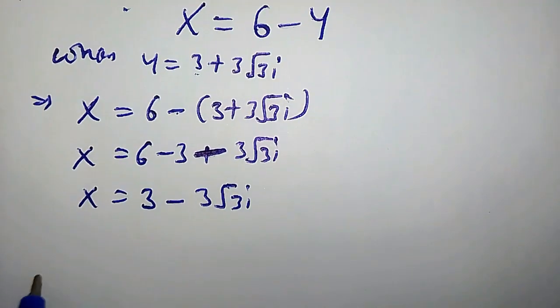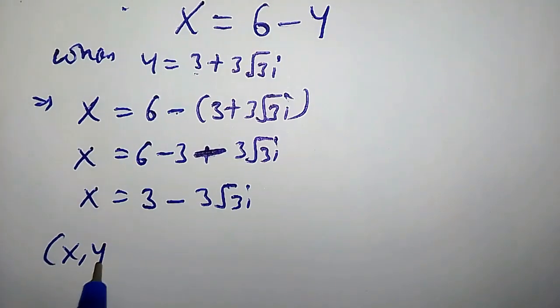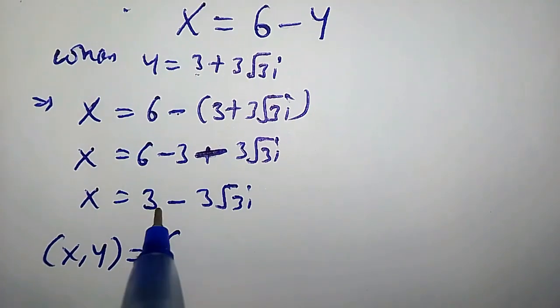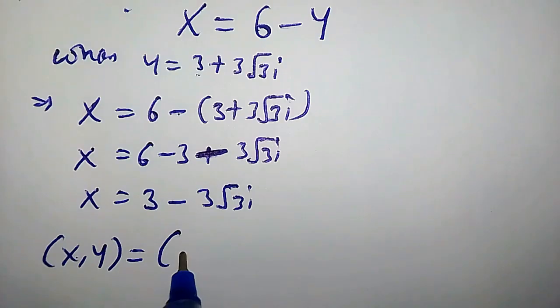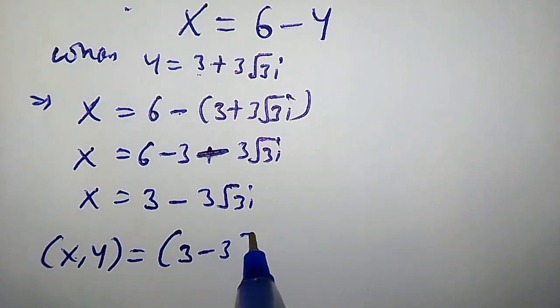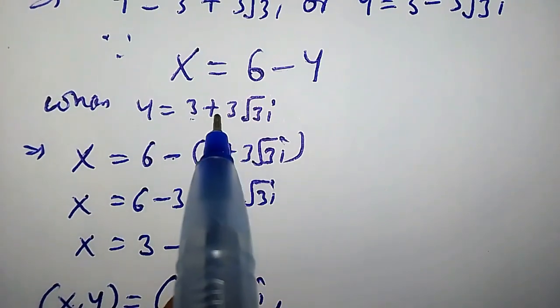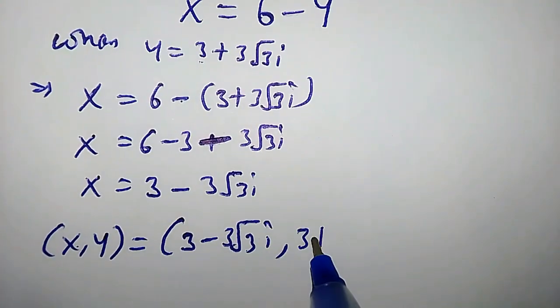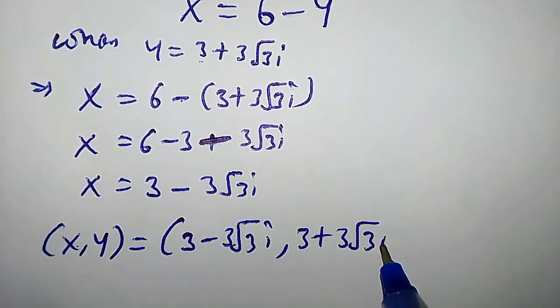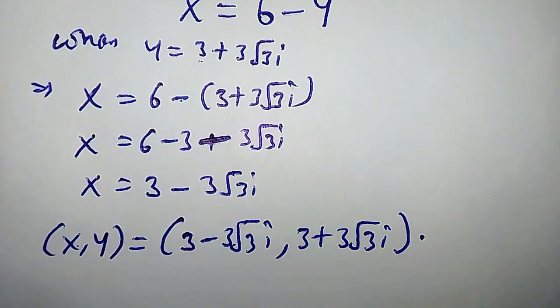That means the first solution, x comma y, is equal to what? What is x? x is this one, 3 minus 3 root 3i, comma, what is y? This is the value of y, 3 plus 3 root 3i. This is the first solution.